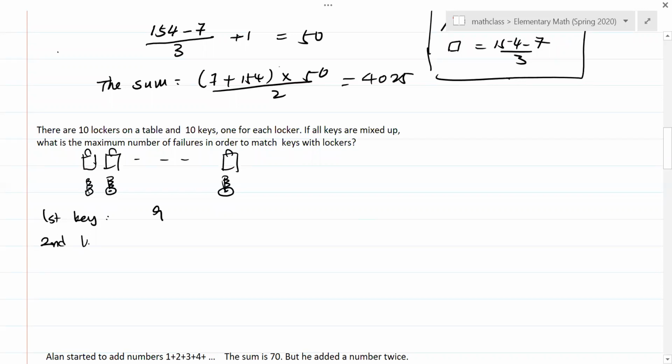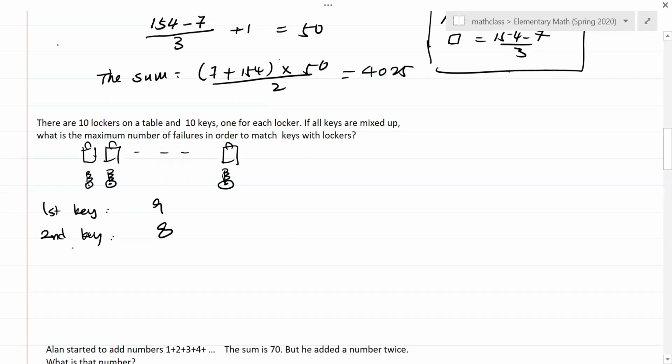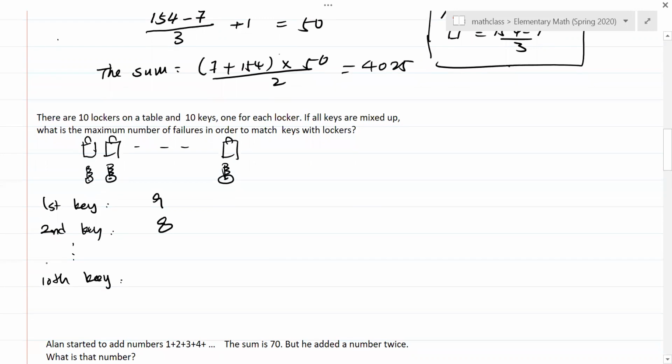The second key, right? Pick up a second key. Then you only need to try 8 locks. The maximum number of locks you can try is 8. Then you figure it out, right? And so on. So the 10th key, you don't even try, right? It's there. So for the 9th key, you just try once, because you have 2 locks and 2 keys here.